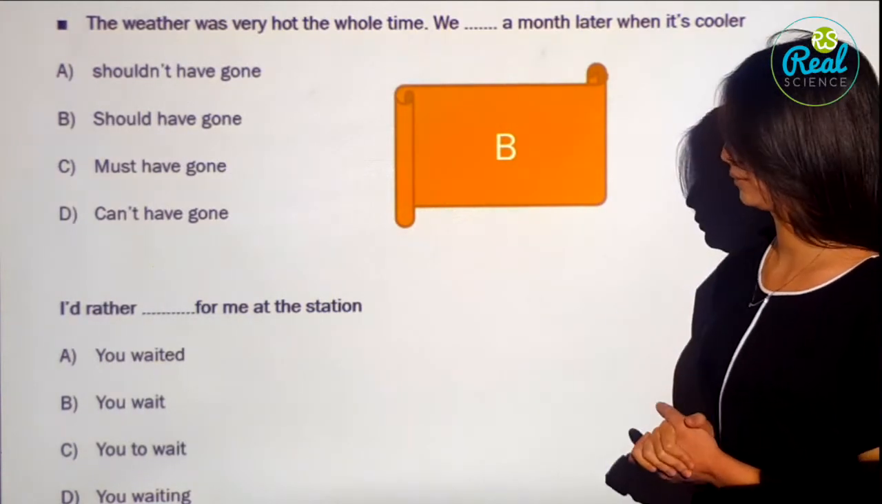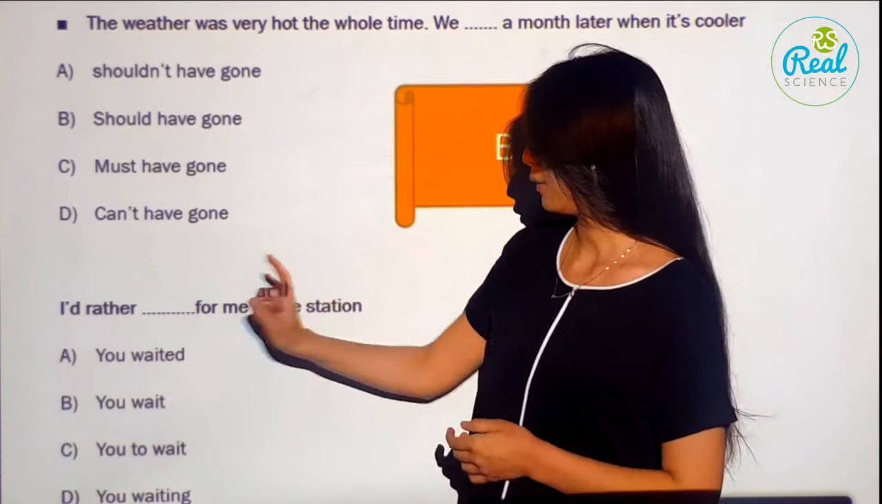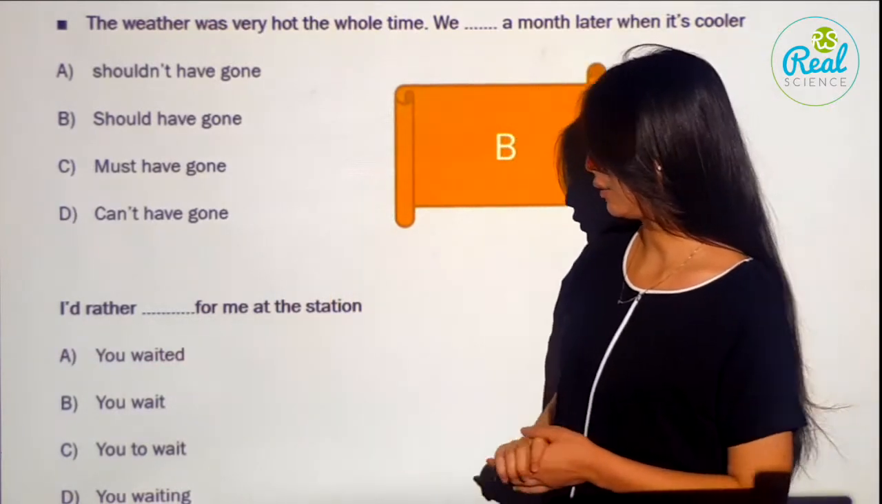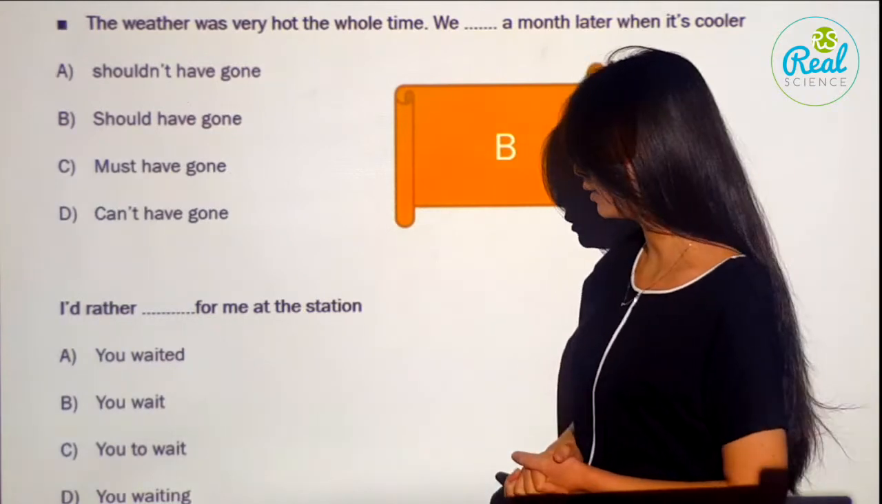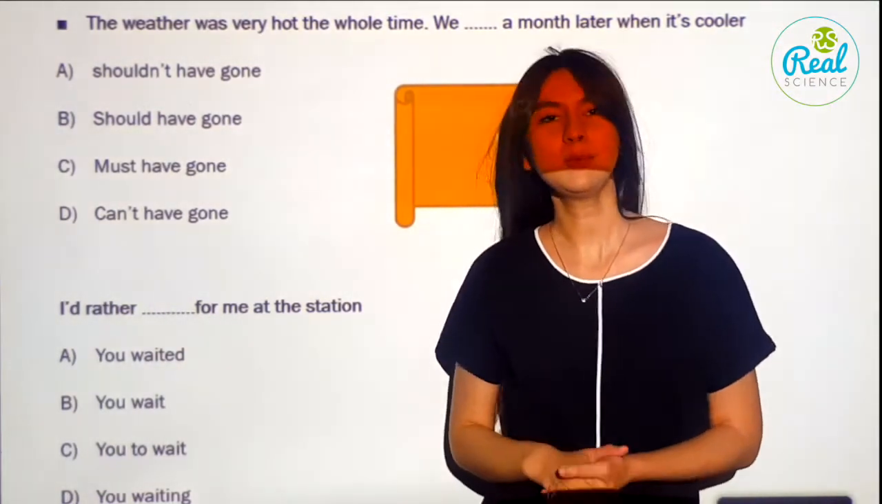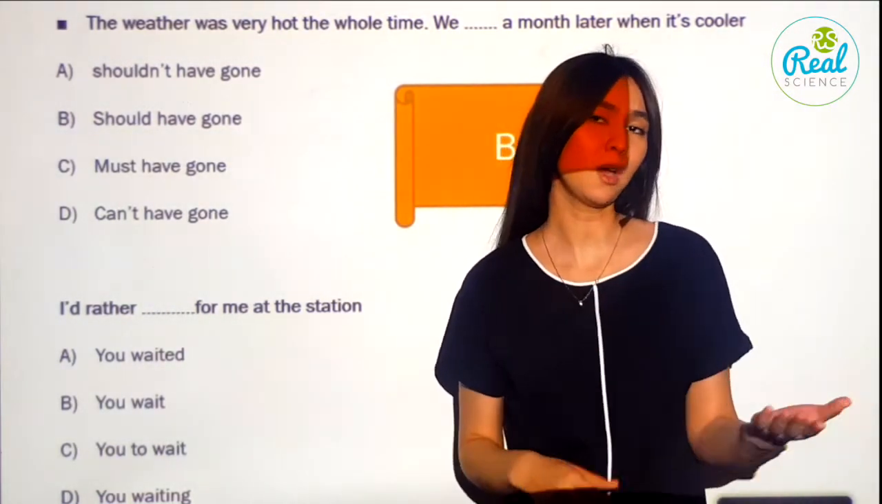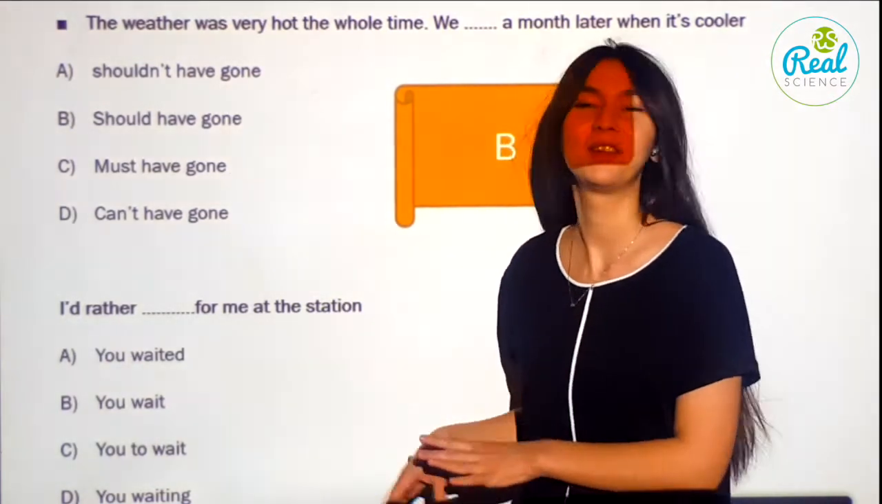I'd rather you waited for me at the station. I would rather you wait. I would rather you waiting. So I would rather means I prefer. I prefer you waiting for me. I think it's B, waited for me. So which one?